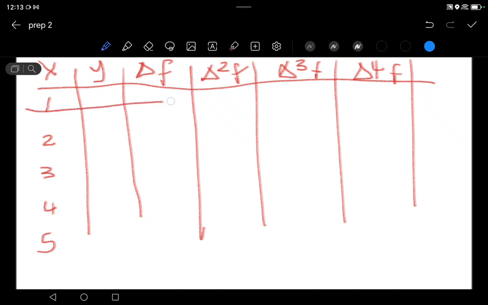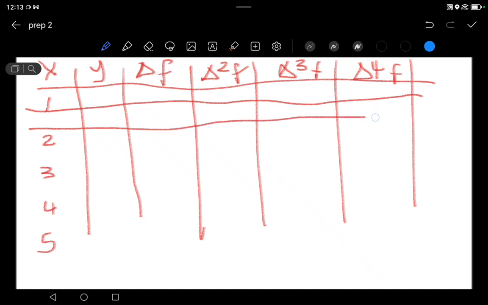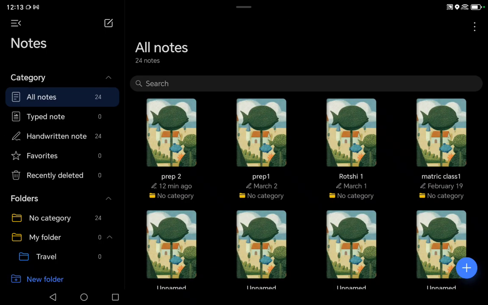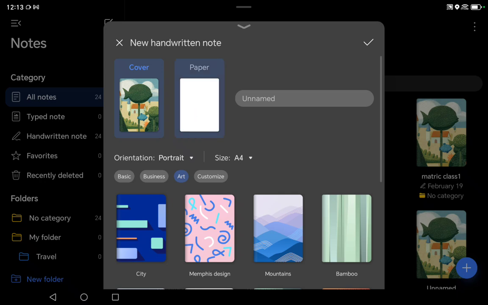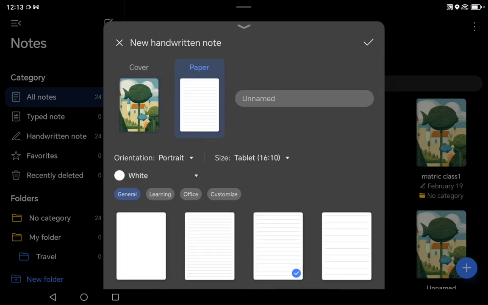So let's say this is our paper. I think I should just use the number line. Let me just cancel this one. Sorry. Let me use this paper.